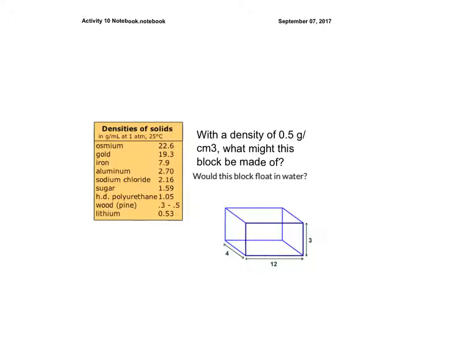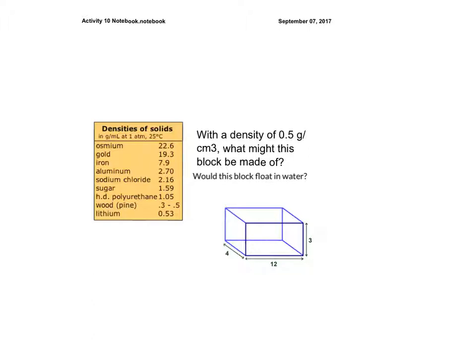Here we have a chart. You can see it's called the densities of solids. We have a couple of choices. It could be osmium, gold, iron, aluminum, sodium chloride, sugar, HD polyurethane, that would be high density polyurethane, wood, specifically pine wood, and then lithium. So those are our choices for the densities. These are all labeled in grams per milliliters, which, we learned, is compatible with grams per centimeters cubed because they're both units of volume.